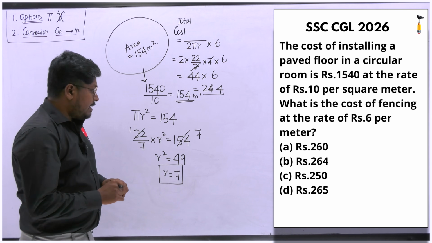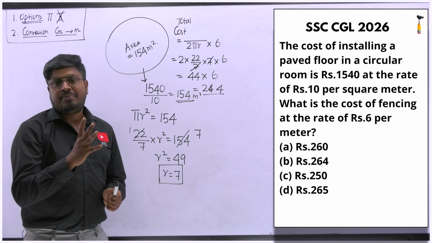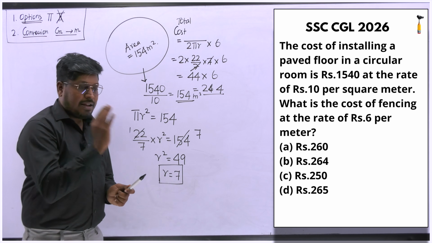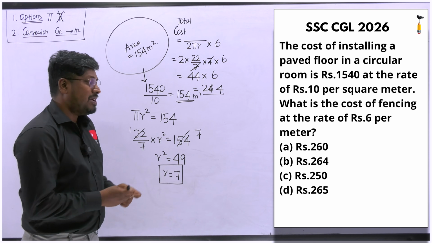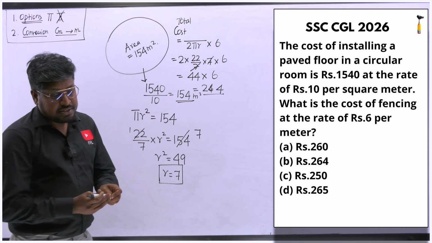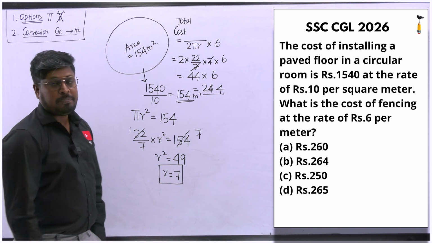So that's it. Understand the concept clearly, what we need to find here, and what all the values are that we need to find. Based on that, solving is very easy. Concept plays a major role here. So friends, the answer for this question is 264 rupees.